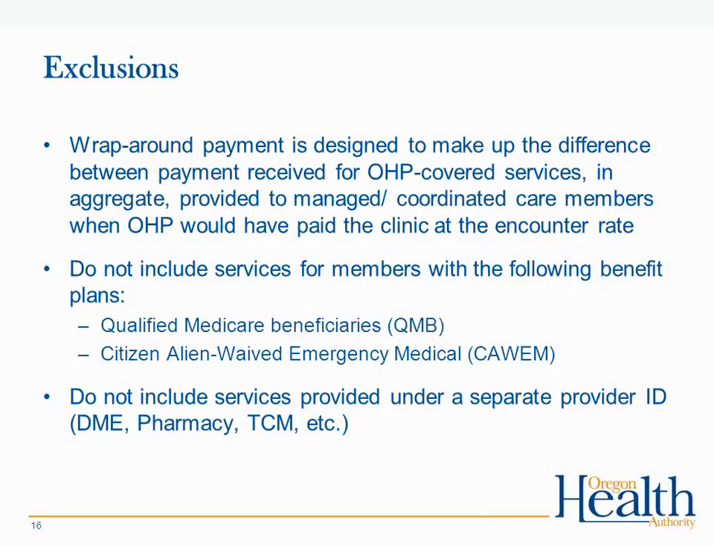So you don't want to include services for members with benefit plan QMB or MED, that is Medicare beneficiaries only, and also for CAWEM clients, the Citizen Alien Waived Emergency Medical. Also, don't include services provided under a separate provider ID. So if you have separate provider IDs for, say, DME or pharmacy or targeted case management, you want to not include those services on the wraparound payment summary.